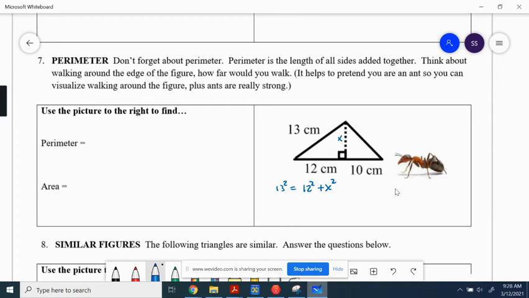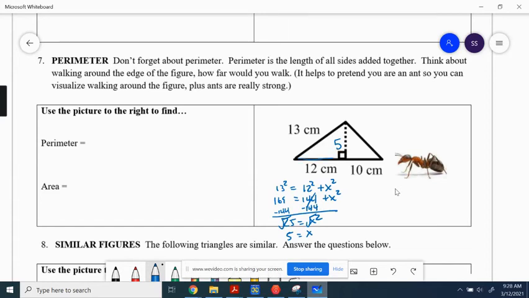Let's just do this one. This one's actually a Pythagorean triple, so it's going to be pretty easy. 13 squared is 169, 12 squared is 144, plus x squared. Subtract 144 on both sides, and you're left with 25 is equal to x squared. Square root of 25, left with 5 is equal to x. So there we go. Now we have our height.